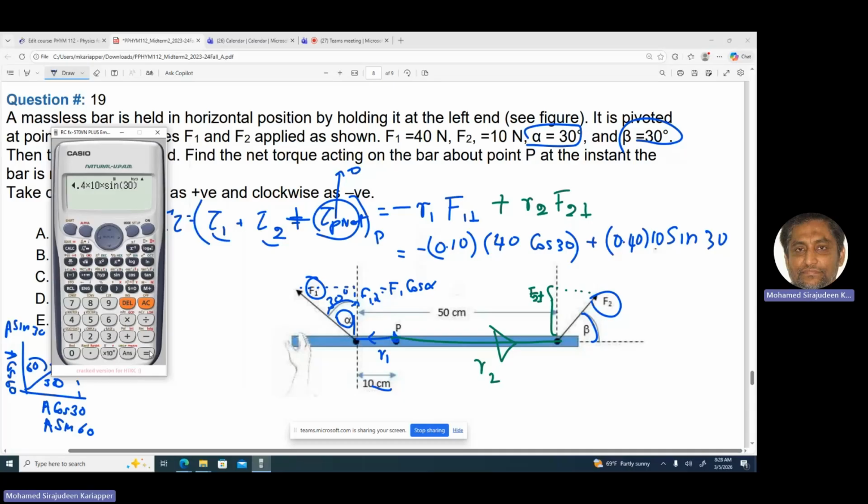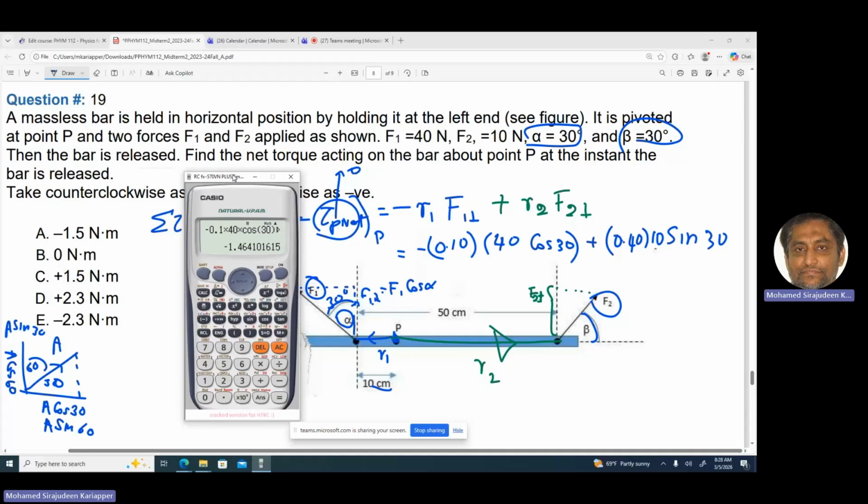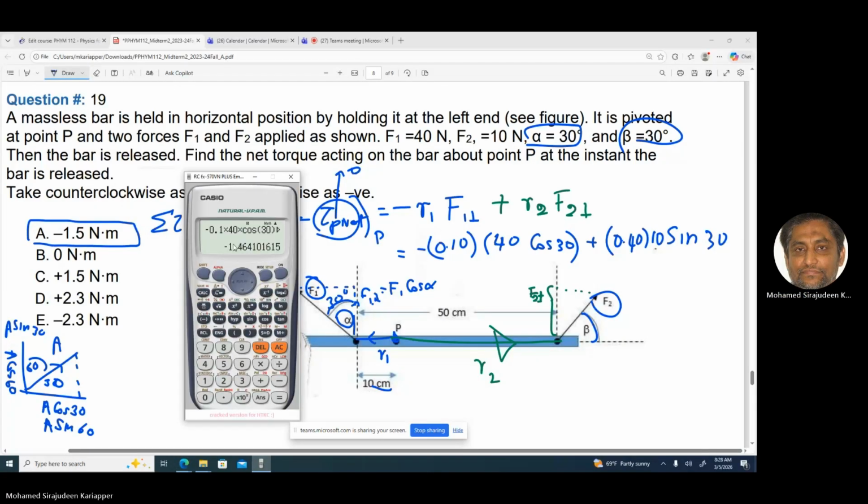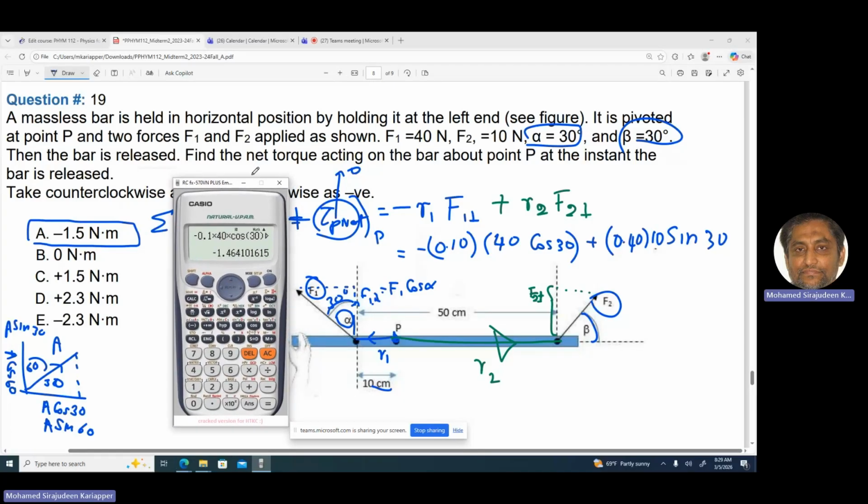Press the equal button. This is not solving, it is calculation. So minus 1.46. Do you have it? Yeah. I think it is A, right? Round it to two significant figures. So carry one over. So it is minus. Right. Let's go to the next question.